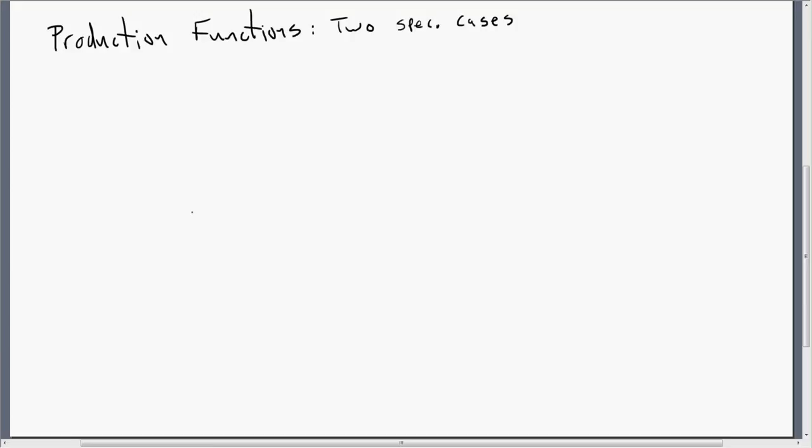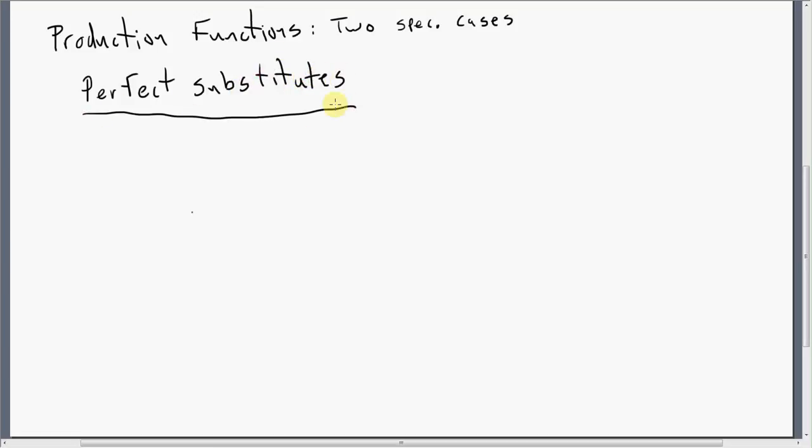In this video I'm going to talk about two special types of production functions. The first one is called perfect substitutes. With perfect substitutes, the rate at which capital and labor can be substituted for each other is the same no matter what level of inputs is being used. In other words, the marginal rate of technical substitution is constant.